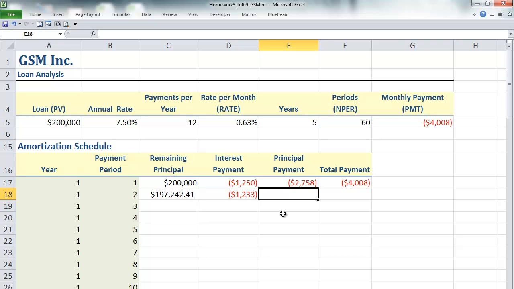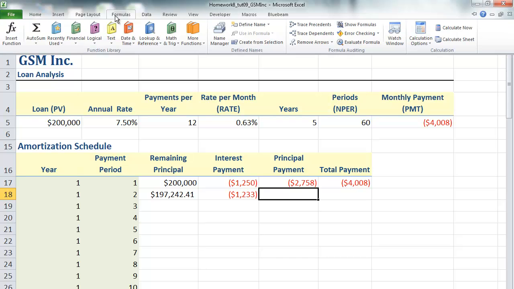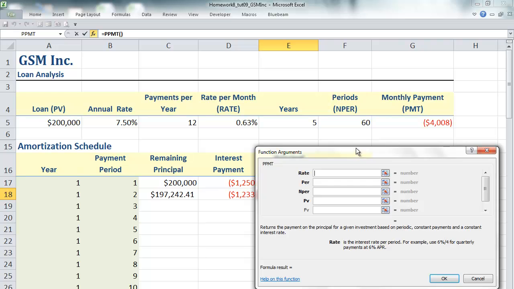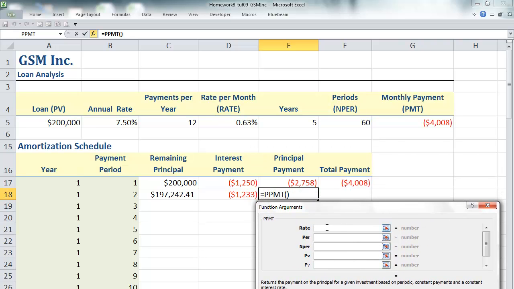We can come over here and now use the PPMT function to calculate the principal repayment for payment number 2. So we click in cell E18, formulas, recently used, PPMT. We'll enter pretty much the same data. The rate is going to be the rate per month frozen. The period is payment period number 2, so we click on cell B18. We do not freeze that.